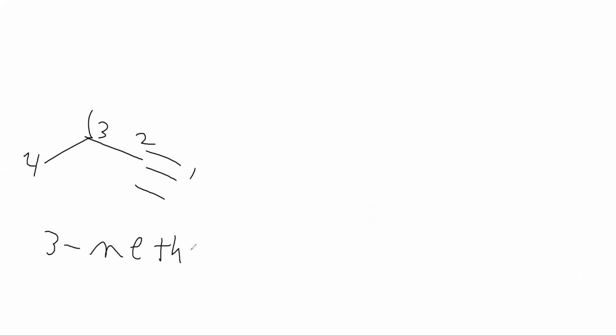Okay. And the second part for number 1. Again, we could start numbering from over here to give the methyl group number 2, but that would give the triple bond number 3. So we're going to start numbering from the triple bond. So it's going to be 3-methyl. It's 4 carbons long, so it's butane. I mean, it would be butane, but it's butyne, and the triple bond is at carbon 1, so it's 1-butyne.